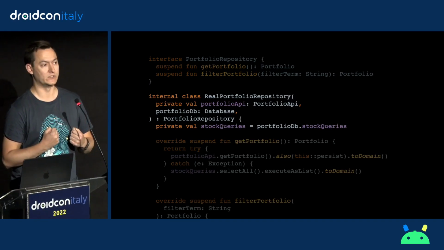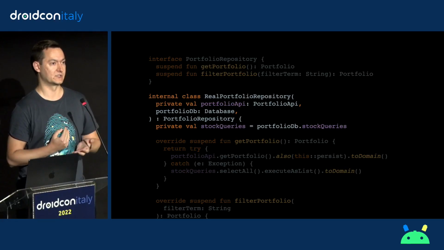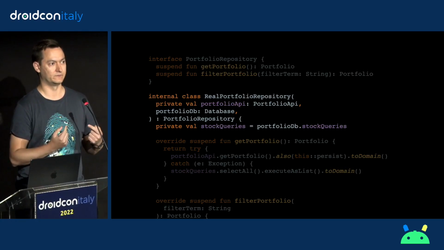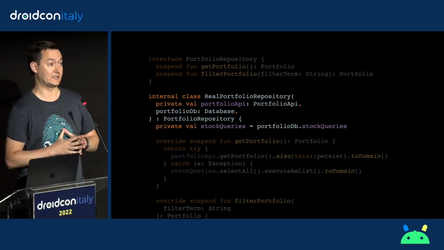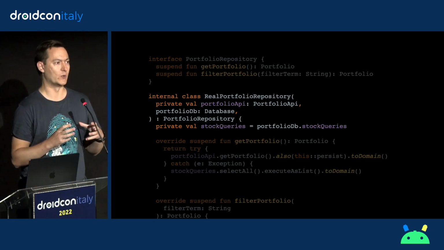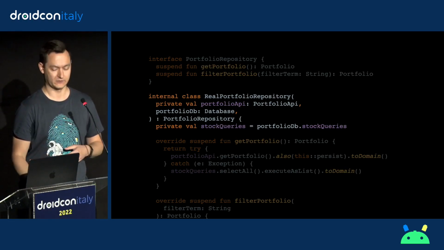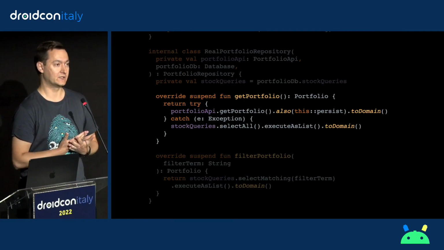And you can see here that we're going to be using the portfolio API. It's just our Retrofit interface for executing network requests. And we'll also be using a SQLite database. So we just inject the database, and stock queries is just the queries that we'll be running on the database. This is how we implement the logic for getting the portfolio.